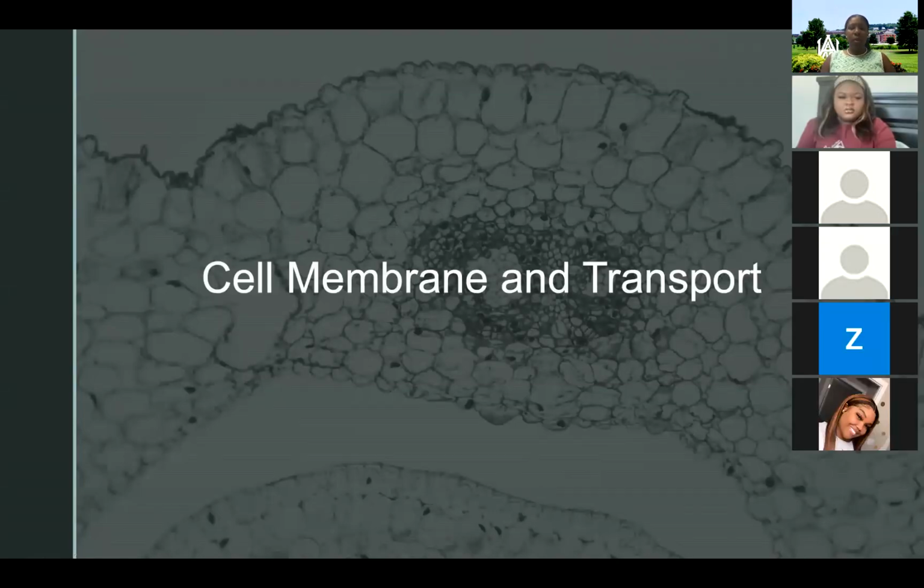All right, so cell membrane and transport. What's the connection here with these two ideas? We've got the cell membrane and then we've got this need for transport. What are we referring to here? What are we transporting?